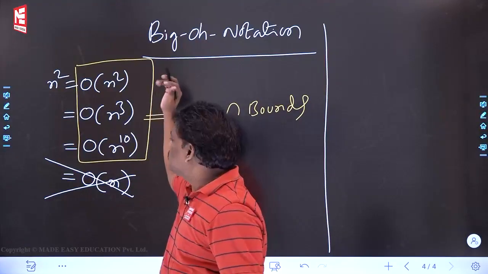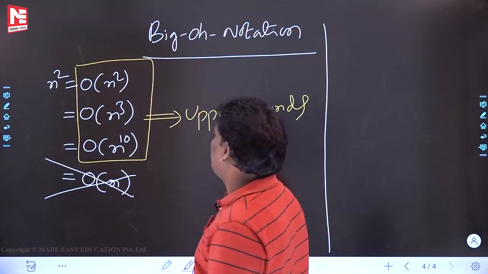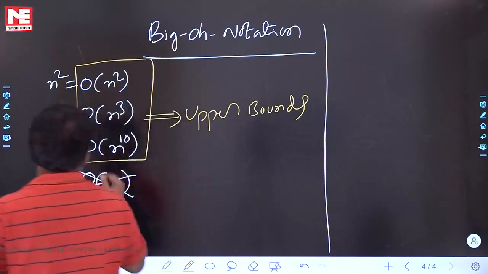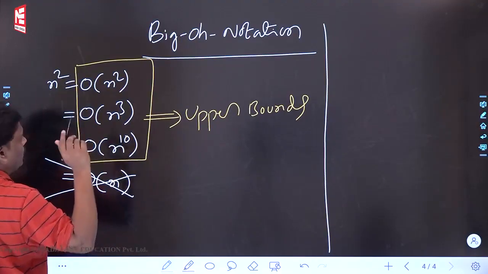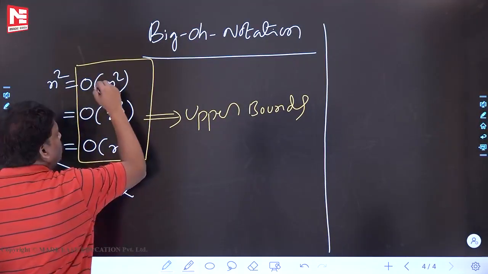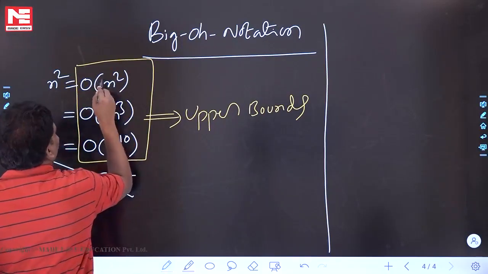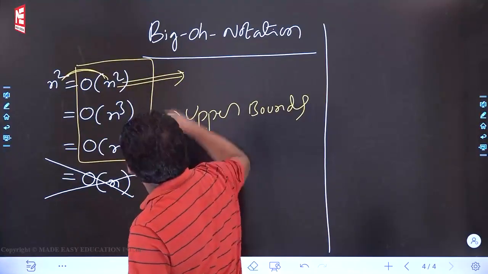In Big O notation, on the right-hand side, either equal or greater functions should be there. Those are known as upper bounds. See this one: the equal function, both are equal. The equal function is known as, right? These all are called upper bounds.